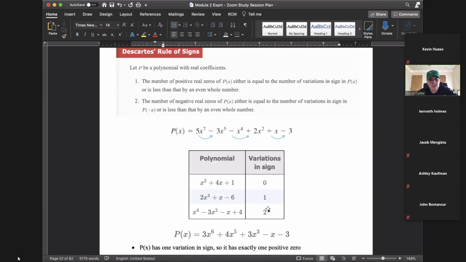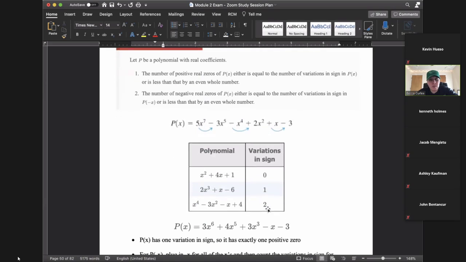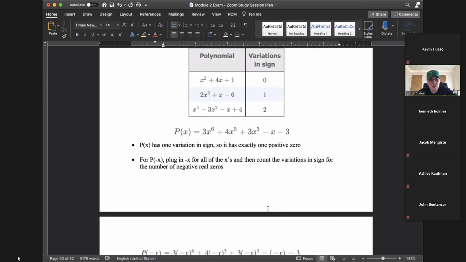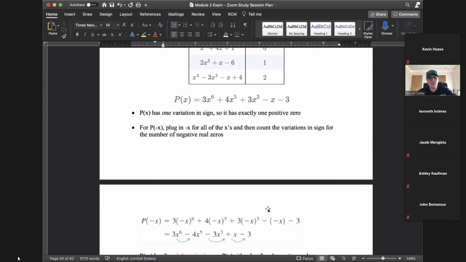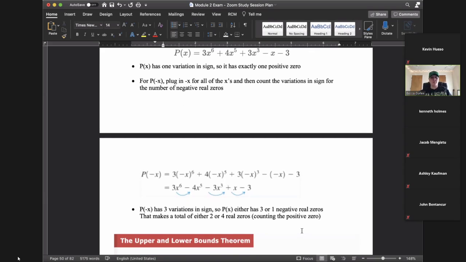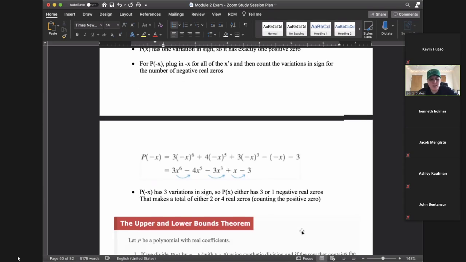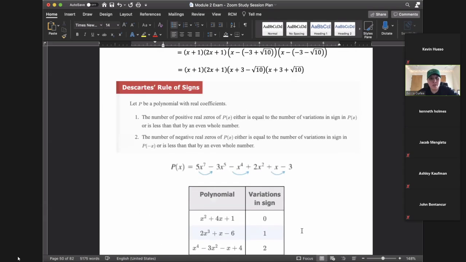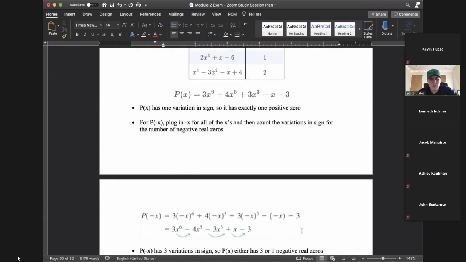Descartes' rule of signs is a little bit difficult at first, but as long as you remember to plug in P of negative x and put the negative x everywhere, that's how you find the negative real zeros. It's really just telling you how many there's going to be. I don't really think it's going to be that necessary, but I guess in case you get a question like that, I just really don't see them putting anything about Descartes' rule of signs on there, but I guess it's helpful to know.